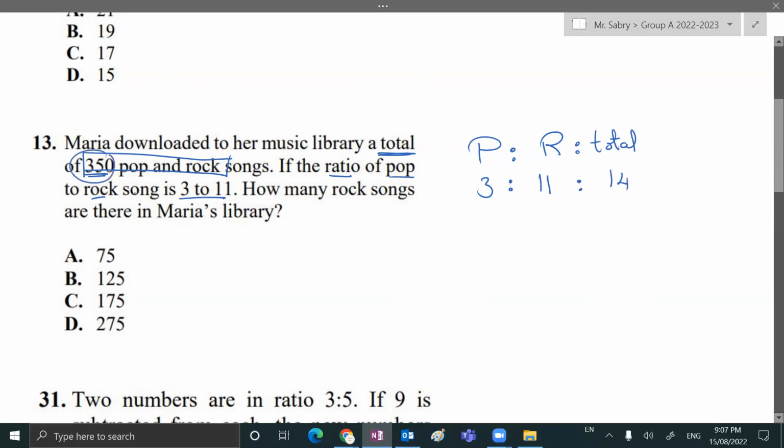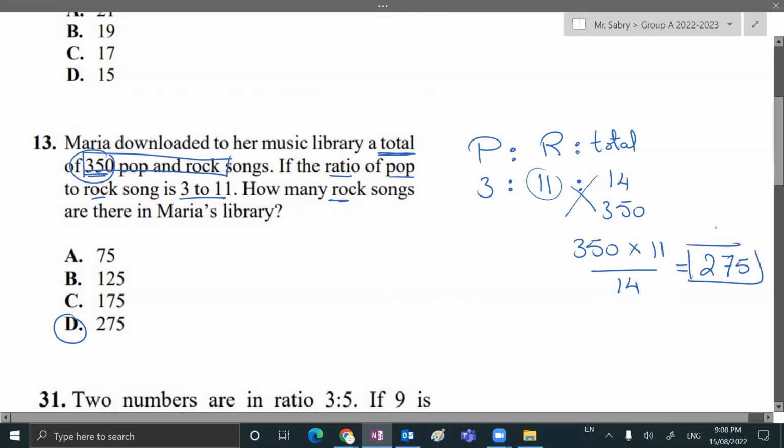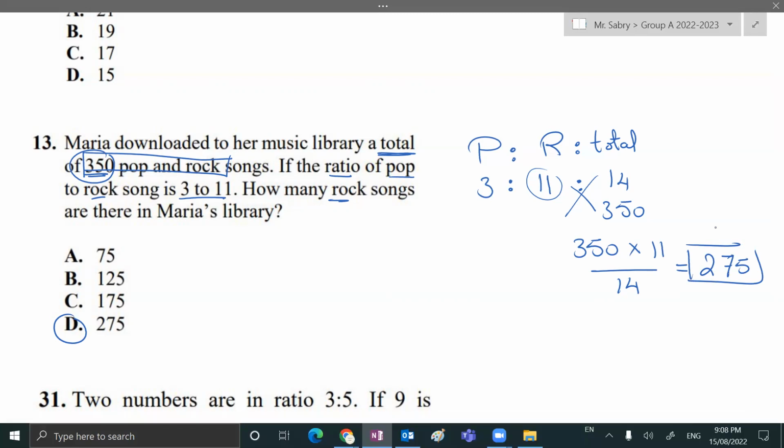This 350 should go where? Should go under the total, 350. Then I should check what do they want? They want the rock ones. They want this one. So I'll cross multiply here. 350 times 11 divided by 14. Does that make sense, يا جماعة? Yes. Everyone, we're all good? Appreciate it. طيب, so this is an exact application of what I just explained earlier, but on a word problem.